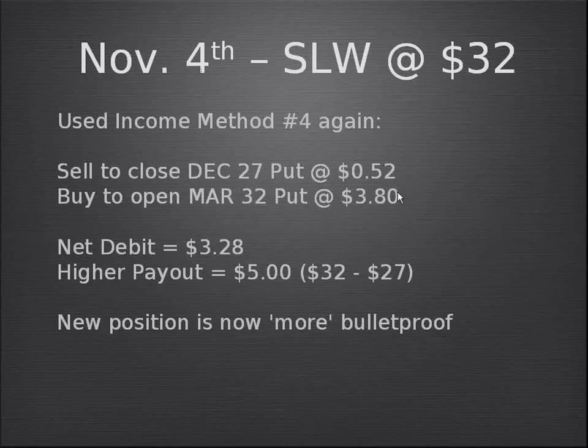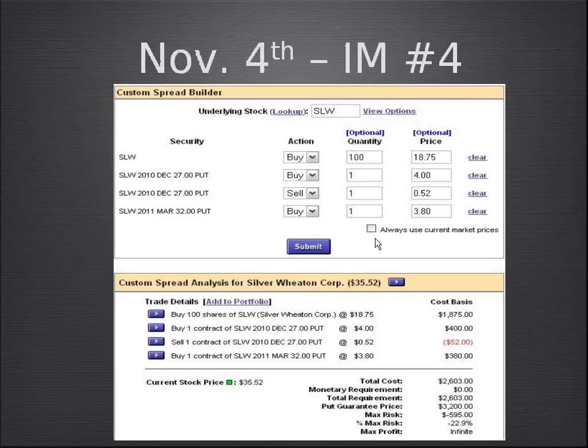Now, this still is a benefit to my position. Why? Because if you look at this, I really only paid about $3.28. Okay, so I'm going to pay a debit of $3.28. I paid $3.80, subtract 52, that puts us at about $3.28 for a guaranteed 5-point higher payout. So it's a net debit of $3.28, a higher payout of $5. So we're still generating a positive effect for our position. We're still getting a higher guaranteed exit. And now the position again is essentially more bulletproof.